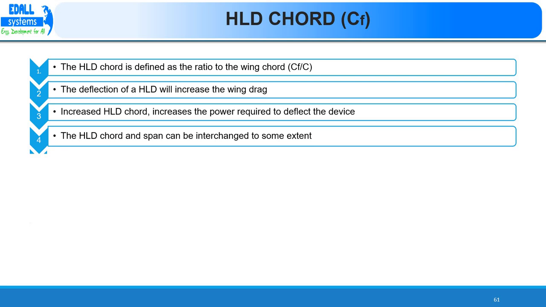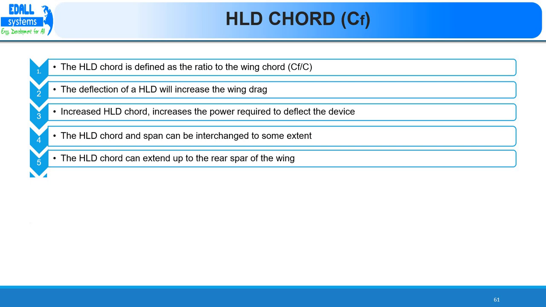Device chord and span can be interchanged to some extent. If the designer wants to reduce the span of high-lift device due to aileron requirements, he can increase high-lift device chord instead. The opposite can also be done, which means if the designer wants to reduce the chord of the high-lift device due to structural considerations, instead he can increase the high-lift device span.